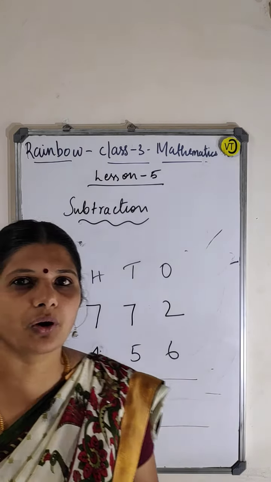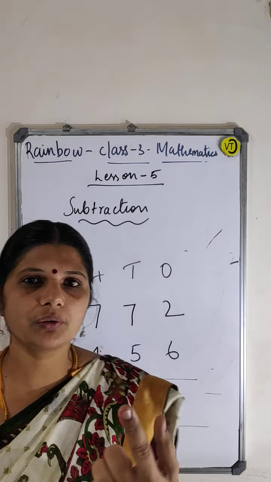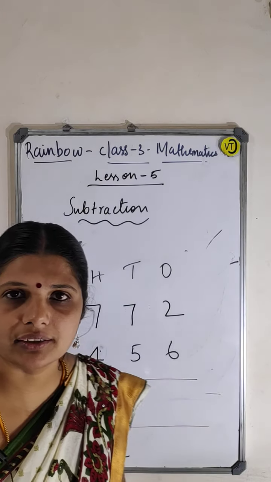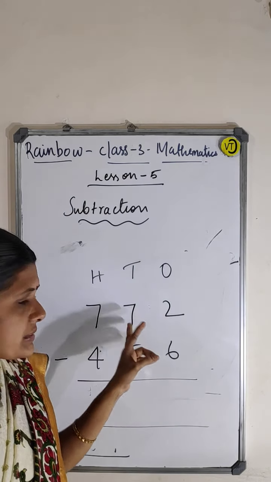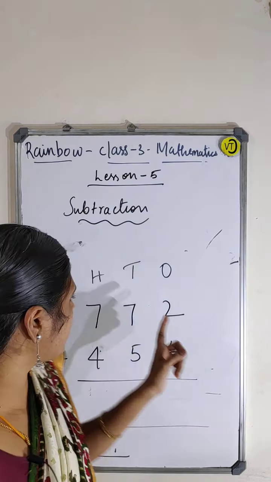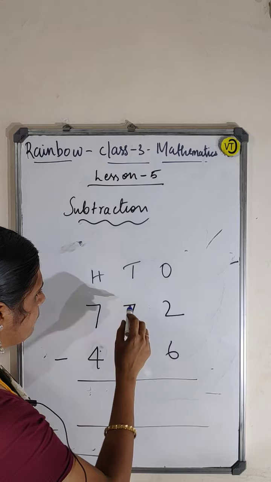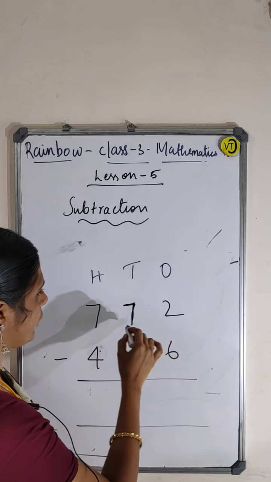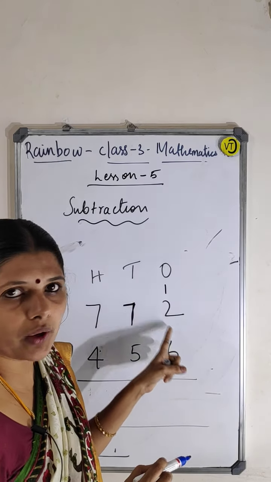I can take some borrowing. This 2 is asking this 7, you give me one number, because I want to subtract 6 here. So the 2 is borrowing from the tens, from 7. That 7 is also ready to give one number. Only one number. It is 7 tens, and it gives only 1 ten. This 1 ten it is giving to the 2 ones.